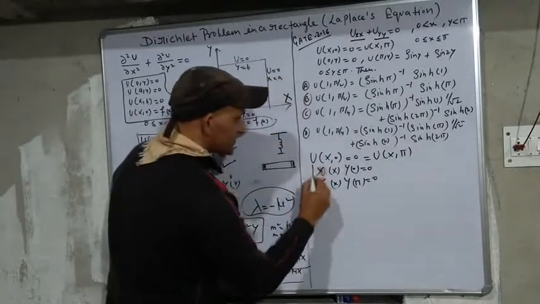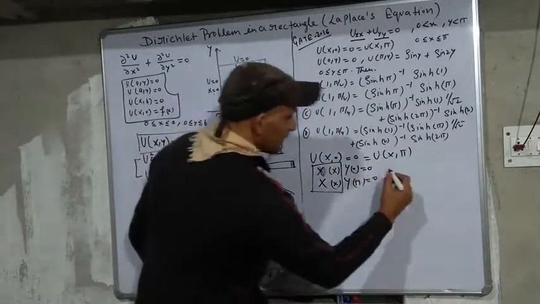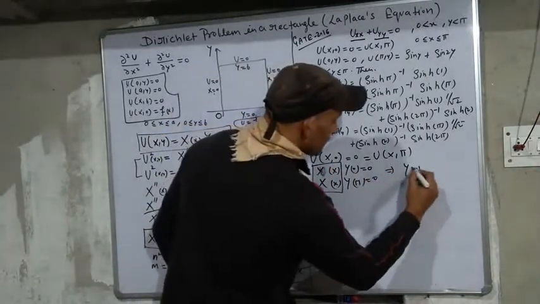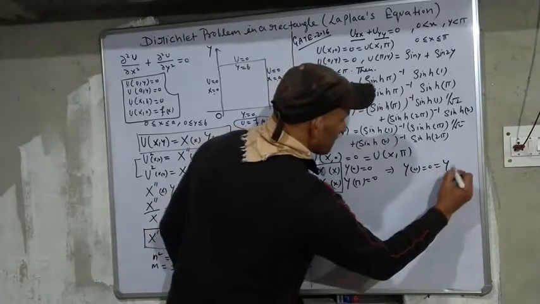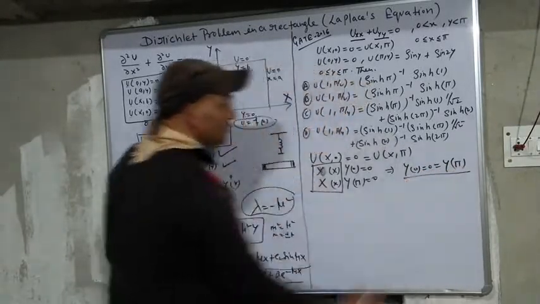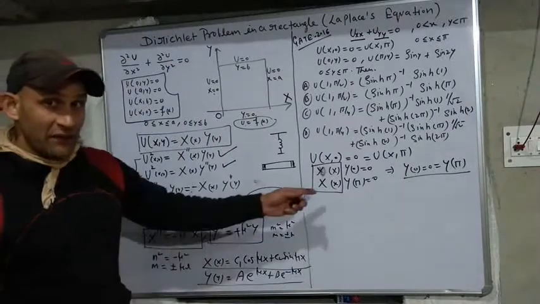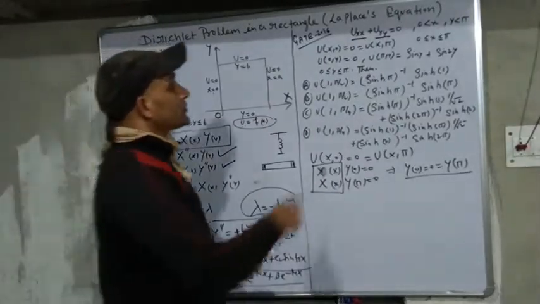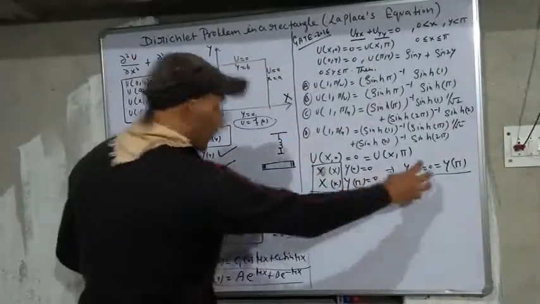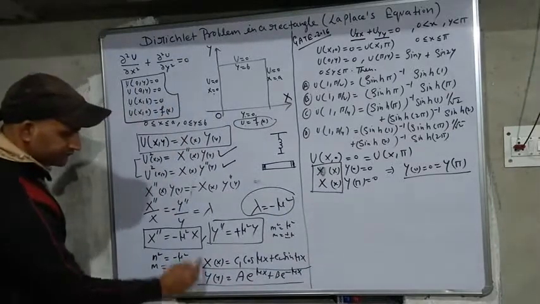Now you can see this is the common. It implies that y0 is equal to 0 is equal to yπ. This is your boundary value condition. How to find it? We have explained. So we will use this boundary value condition here.